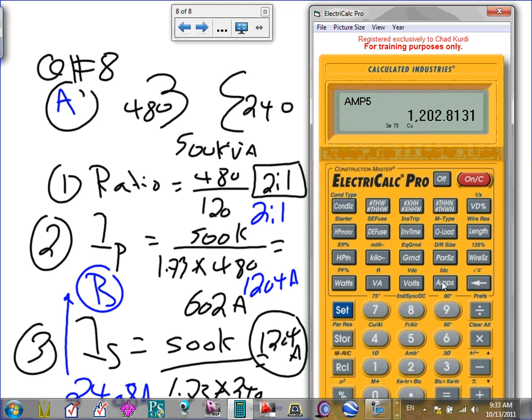Highlight it. No, I don't like it, but it's not wrong.